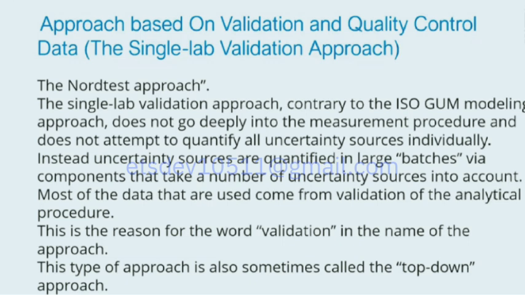The single lab validation approach does not go deeply into the measurement procedure, but it quantifies all the uncertainties, taking them individually, and actually it takes them as batches. We talk about the uncertainty of repeatability, the uncertainty of the balance, the uncertainty of the pipette, the uncertainty of the chemicals, the purity of the reference material, etc. This is the reason it has been given as a validation approach, because this is what we use in the lab. It is also known as the top-down approach. So if any of the NABL auditors ask you which approach you used for the measurement of uncertainty, you should be able to tell them that we are using the single lab validation approach, also known as the top-down approach.